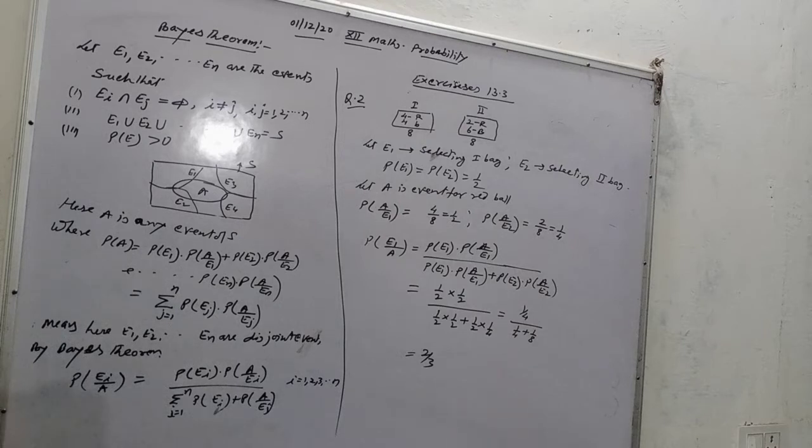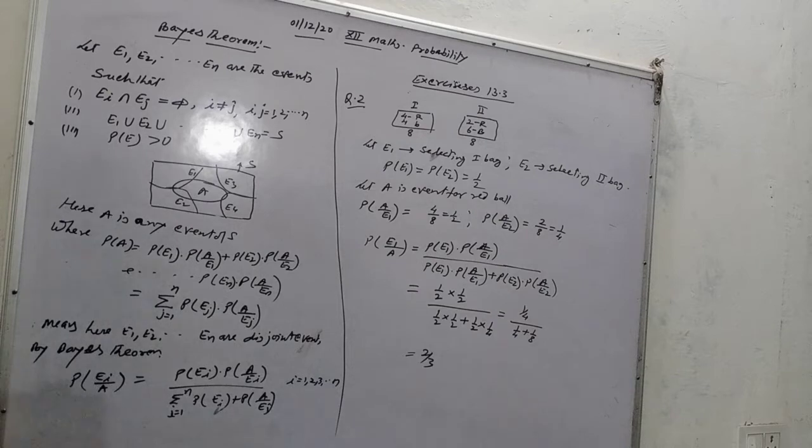So this is Bayes theorem. Simply you can say P(Ei/A) means the probability of occurrence of any particular event from E1 to En with respect to A, where A is the known event. This is equal to P(Ei) into P(A/Ei) whole upon the summation of i equal to 1 to n of P(Ei) into P(A/Ei), which means adding all the events.